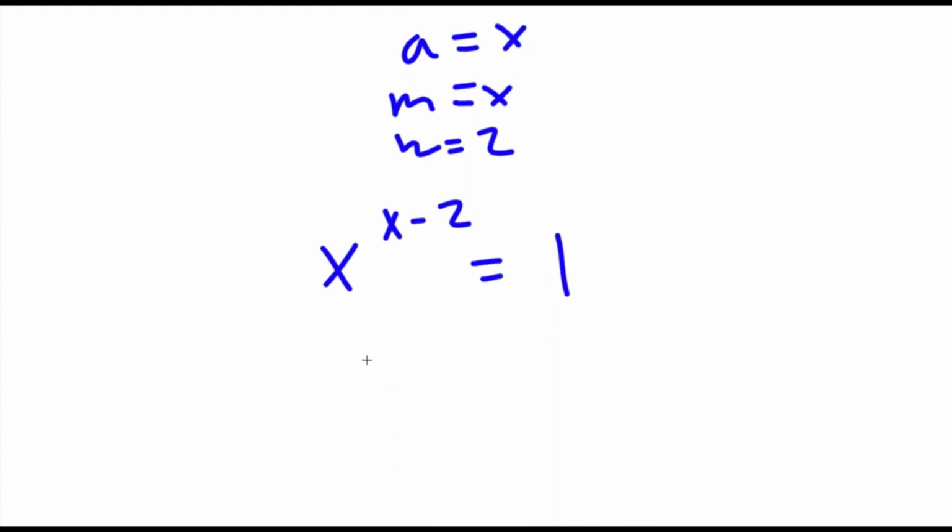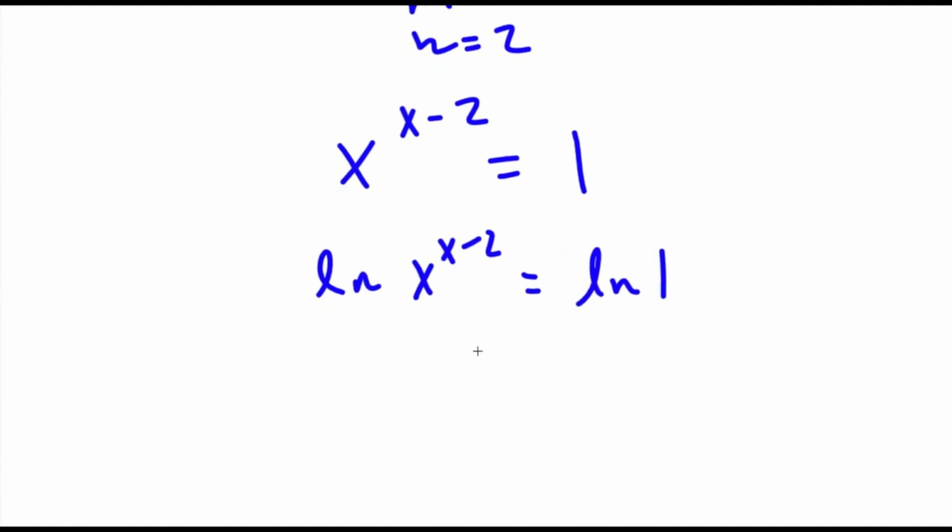Now I'm going to take the ln, or natural log, on both sides. So now I have ln of x to the power of x minus 2 is equal to ln of 1. Now, if I take the ln of something, say ln of a to the power of b, I can actually move this exponent b to the front of the logarithm. So this would equal b times ln a.